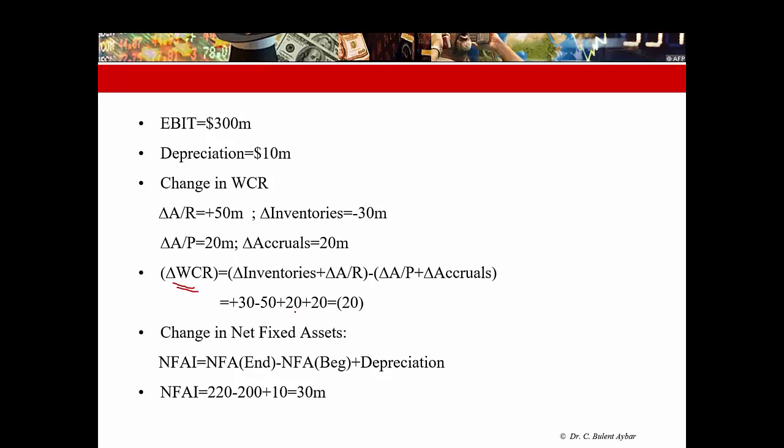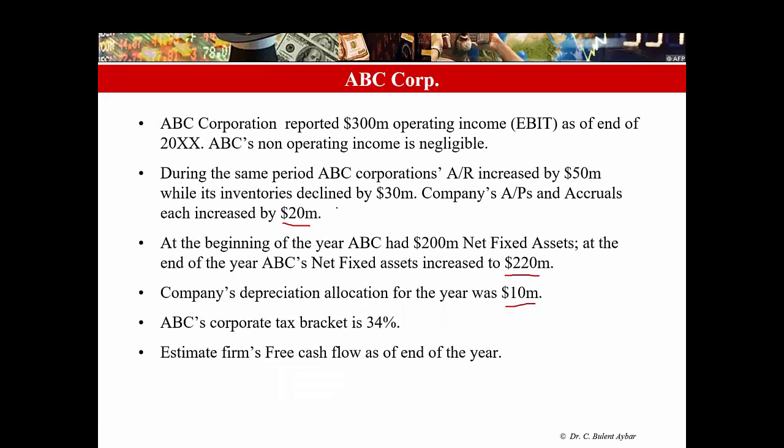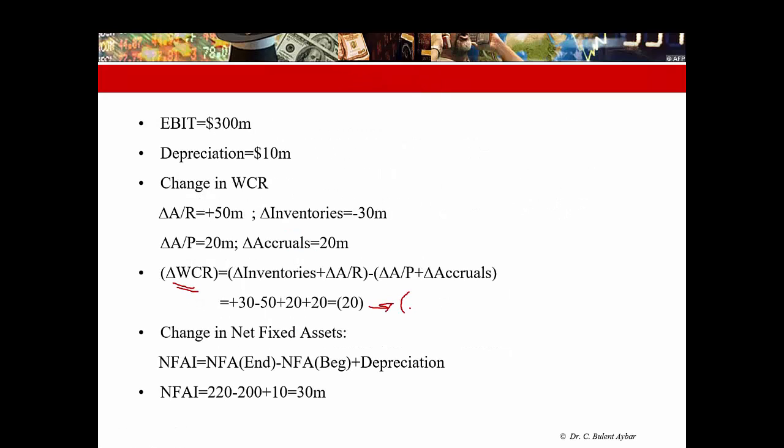And then we have accounts payable and accruals each increased by 20 million. So as a result, we have $20 million of increase in the accounts payable. We could just write this in a slightly different way. We will get the same result. So let's use the actual signs. The inventories, if we look at it here again, inventories declined, so we are going to use a minus sign for the inventories.